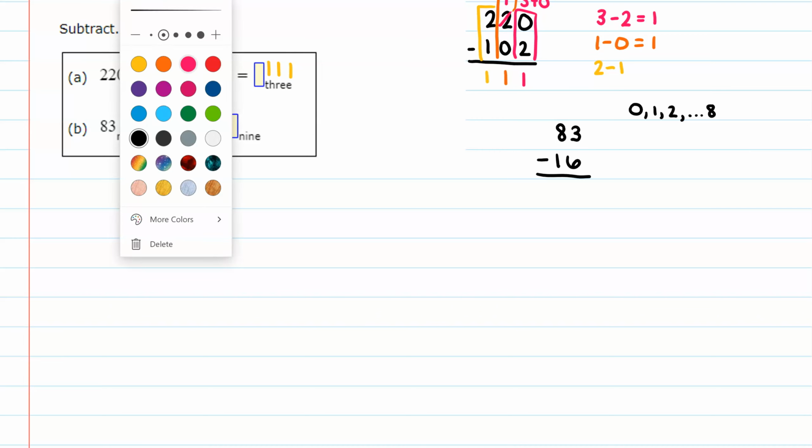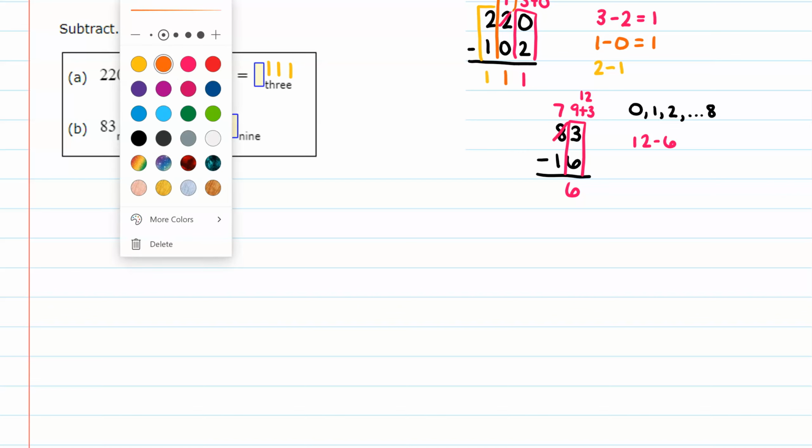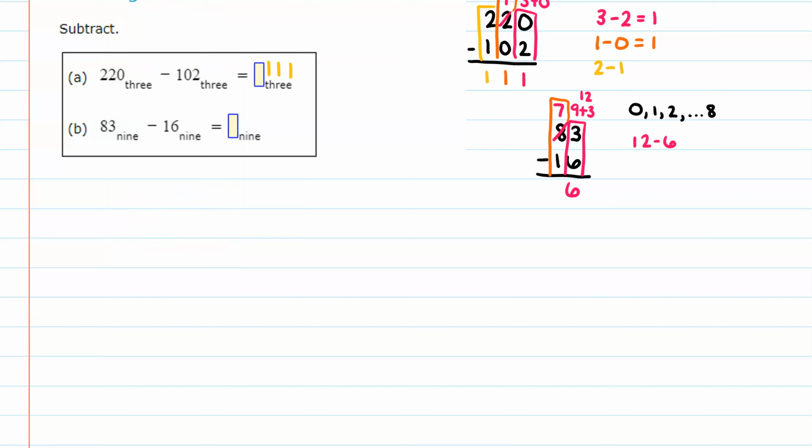Okay, so on the right-hand side, I need to do 3 minus 6. But I can't, so I need to borrow 1 from this 8 to make 7. But I'm not borrowing 10, I'm borrowing 9. So this number becomes 9 plus 3, which is 12. So 12 take away 6, just in regular base 10, is 6. Then I'm going to go 1 to the left, so 7 minus 1 is 6. So if I want to do 83 in base 9 minus 16 in base 9, it's 66 in base 9.